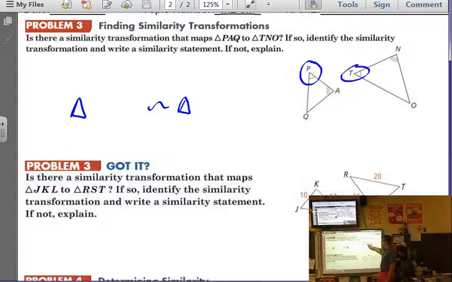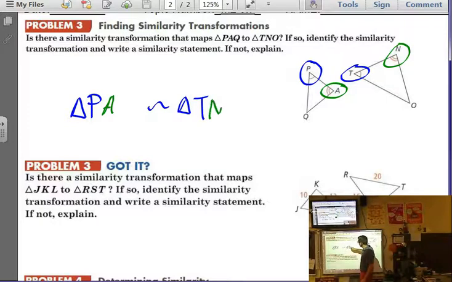So angle P is congruent to angle T, so those would have to correspond with each other. So P would be first, T would be first, or whatever order they come in, they have to correspond with each other. Angle A is the same size as angle N, so that then would make A and N be second. And then this third angle has to be the same too, because if two angles are congruent, then the third remaining angle also has to be congruent. So then Q would be congruent to O.